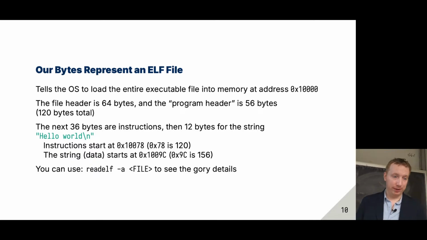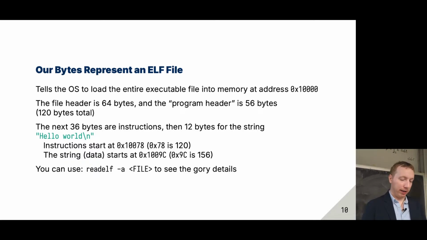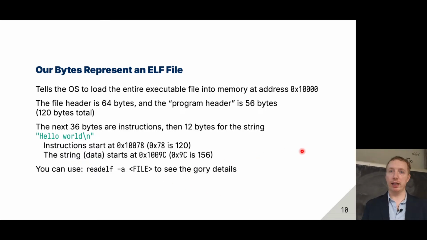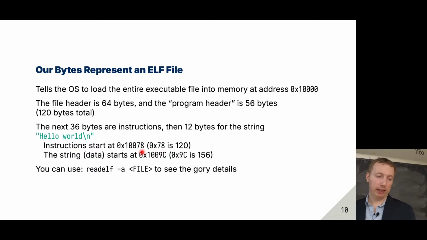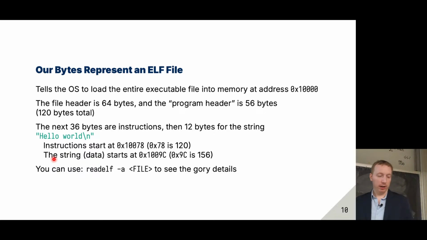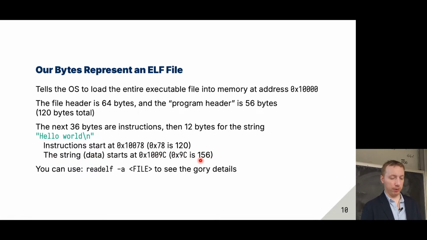So the next 36 bytes are just instructions, and we don't need that many instructions. And the next 12 bytes are just for the literal string hello world with a new line. So if we lay out the file such that we have our headers that describe the file, the instructions would start at address 10,078 in hex, because 78 is 120. So the first 120 bytes are just header. Instructions would start at that address. And then the string that represents the actual data of our program starts at address 10,009C because it is directly after the instructions. So it would start at byte 156.